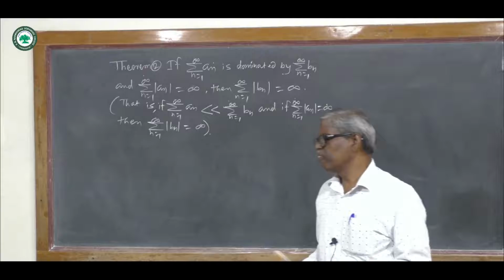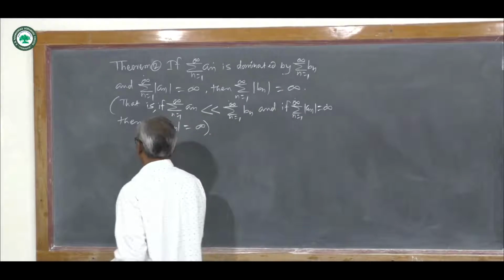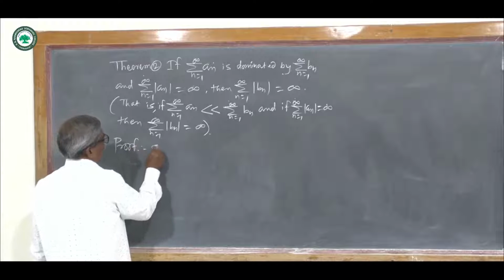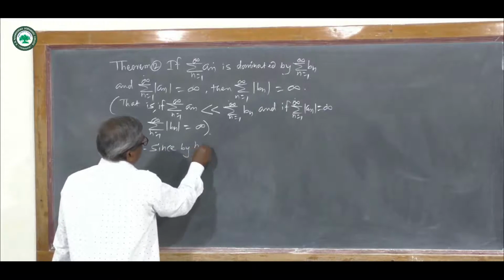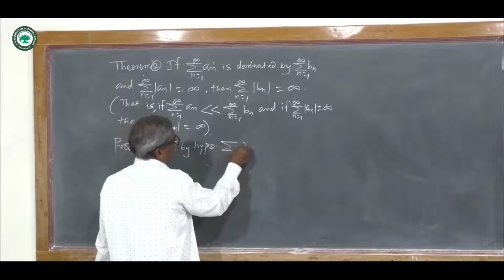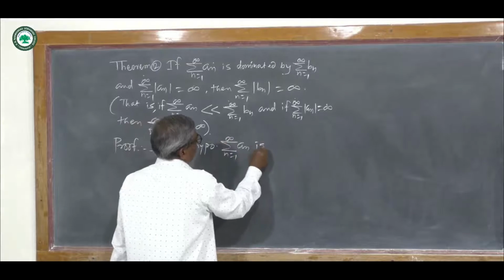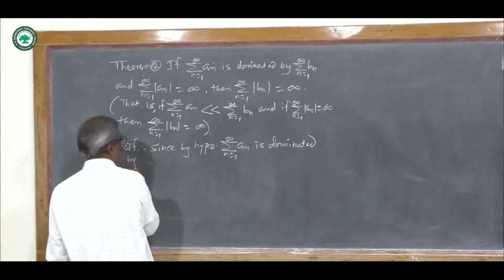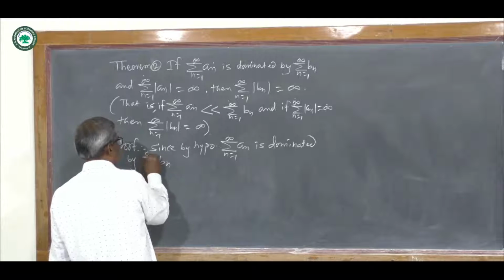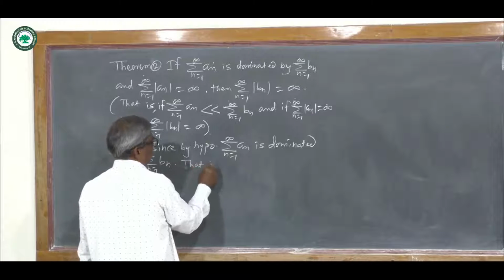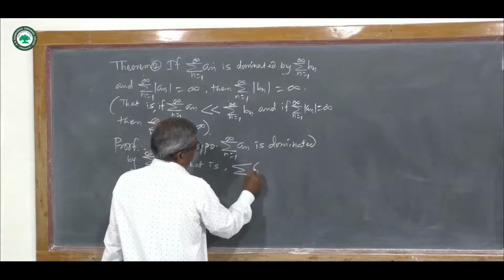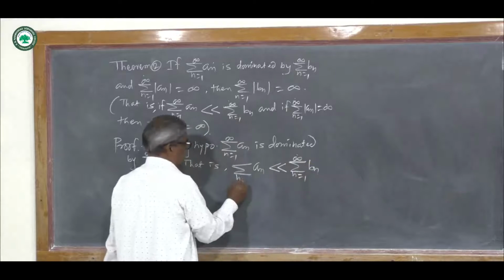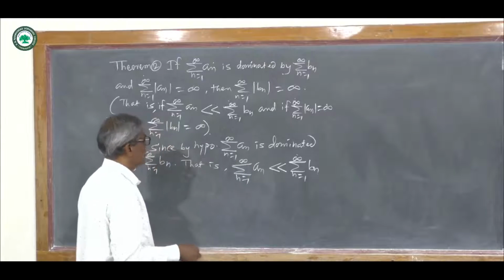Proof. Since by hypothesis sigma an, n equal to 1 to infinity, is dominated by sigma bn, that is, sigma an is dominated by sigma bn with n equal to 1 to infinity. Symbolically, we write sigma an is dominated by sigma bn.